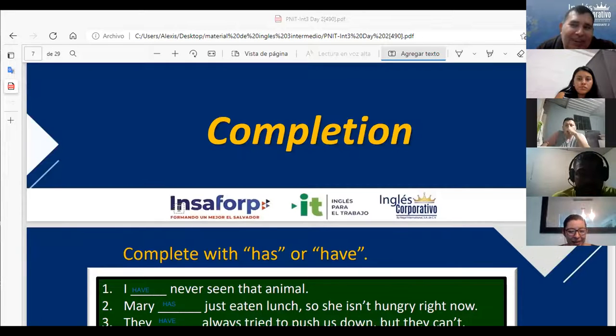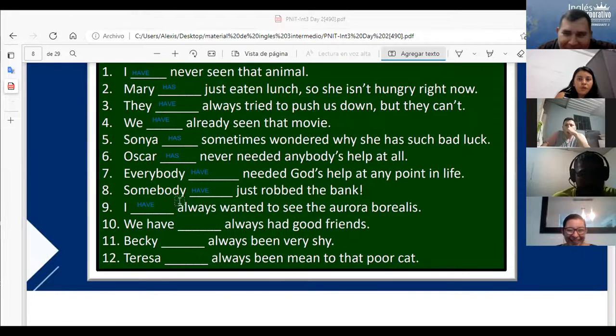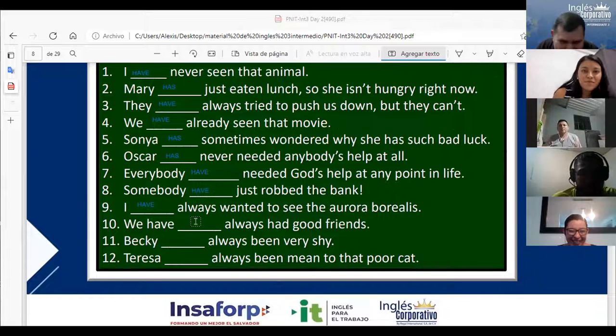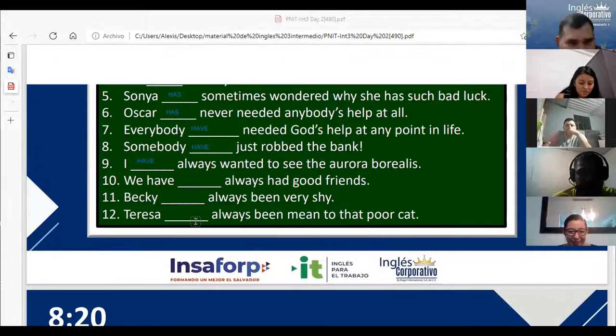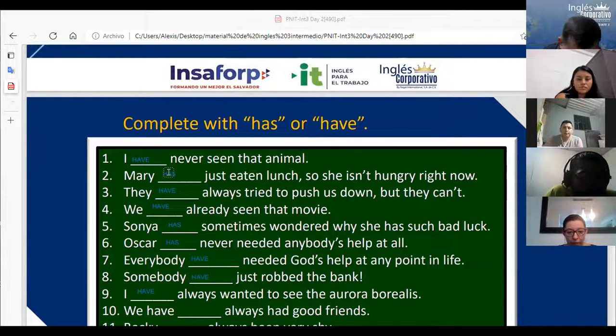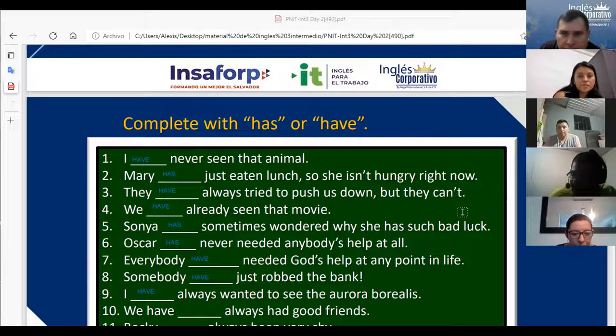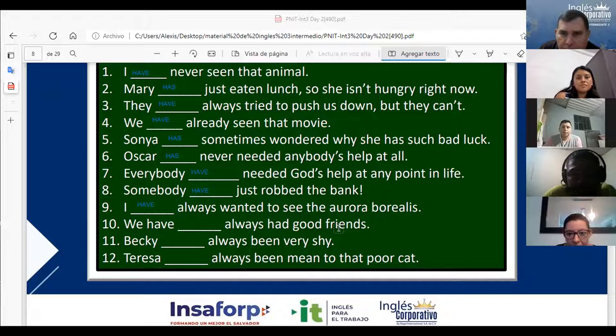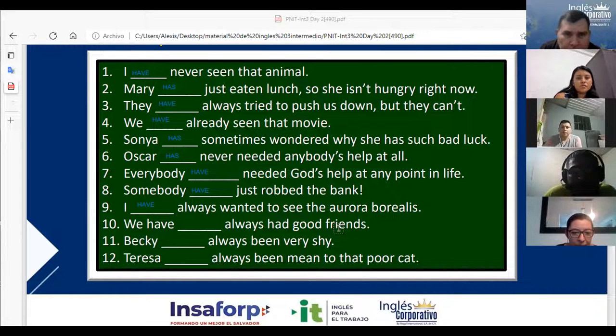No, the sentence is already complete. The idea is for you to ask me, teacher, what are you going to place if nothing is missing. Okay, excellent. I like that you pay attention to details. That's important. Yes, continue with the others, my friends. Number one: I have never seen that animal. Correct. Number two: Mary has just eaten lunch, so she isn't hungry right now. It's okay. They have always pushed feet up.